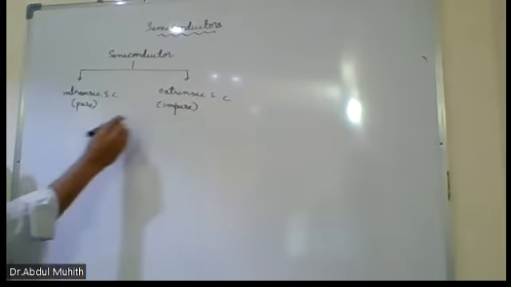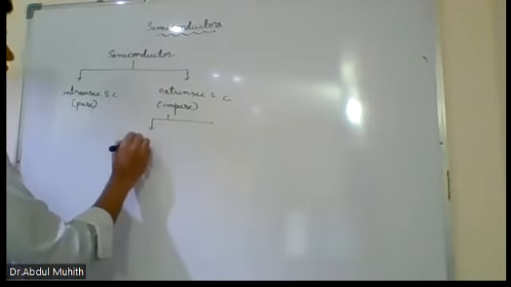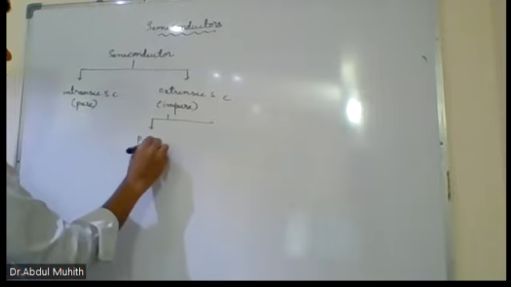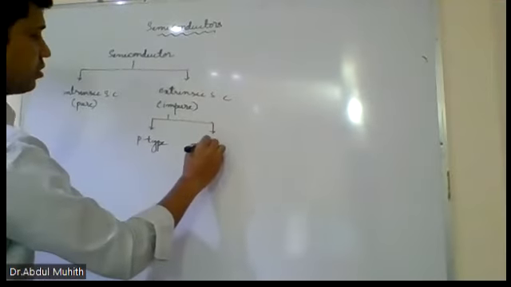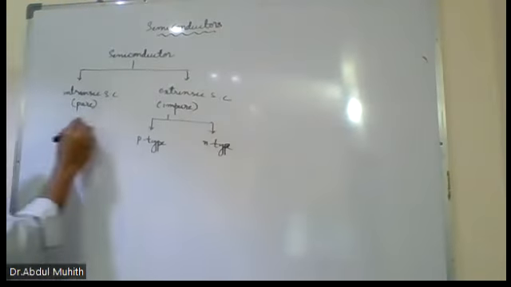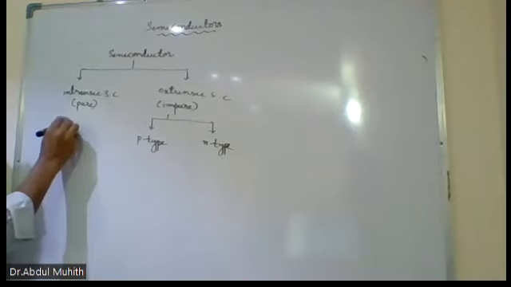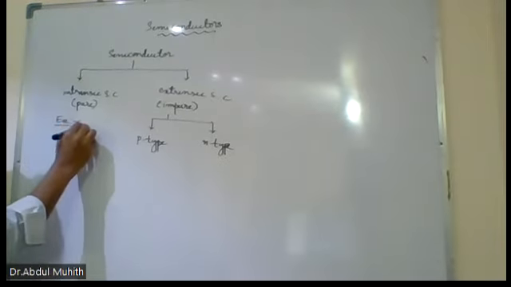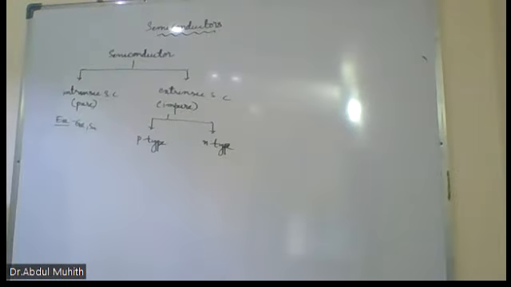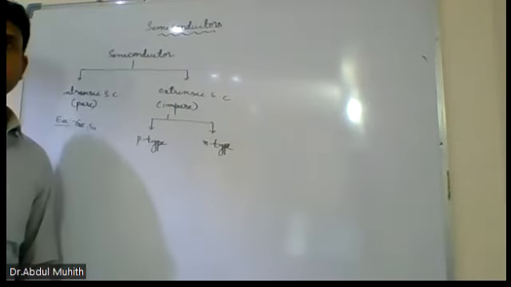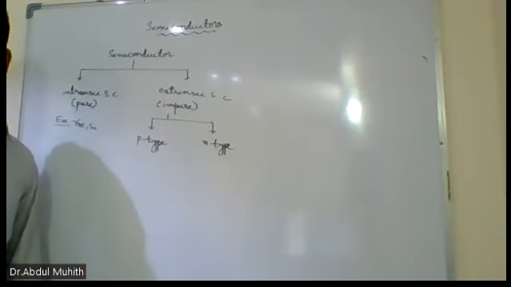And again, extrinsic we have two types, that is P type and N type. P type semiconductor and N type semiconductor. Examples for pure semiconductor are germanium and silicon crystals. Germanium and silicon.